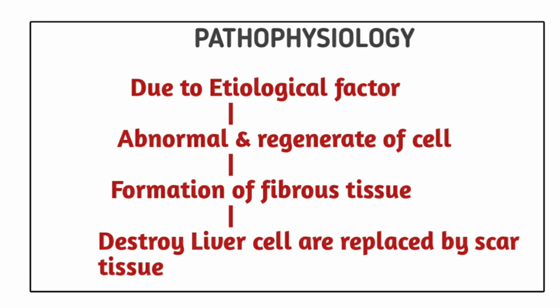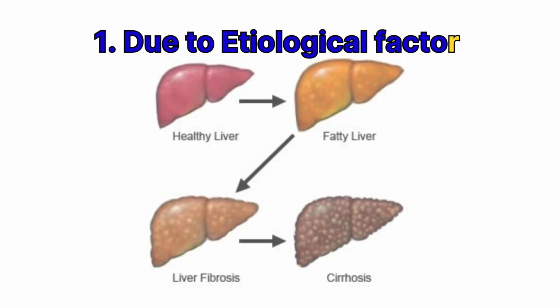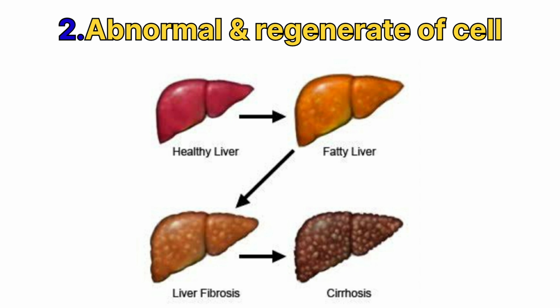Step 1. Etiological factors. The process starts with an etiological factor. What does that mean? It means the cause. This could be anything that damages the liver over a long period. Common causes include chronic alcohol abuse, viral hepatitis, like hepatitis B or C, non-alcoholic fatty liver disease, NAFLD, or certain genetic conditions.